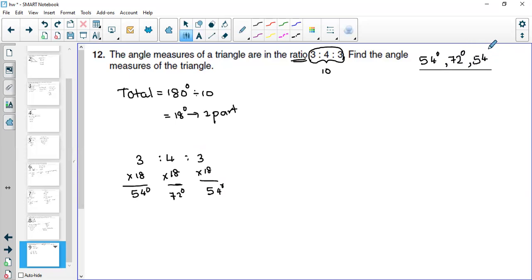In fact, ratios are one of the easiest lessons we have. Maybe you have not learned it, but it's one of the easiest and very interesting lessons. So this is how you find it: if they have given the ratio, add them up to see how many parts it is divided into. So this has been divided into 10 parts. Then from the total of that measure, find out how much is one part. So that's 18. Then simply multiply by the ratio which they have given. That's it, and you're done.